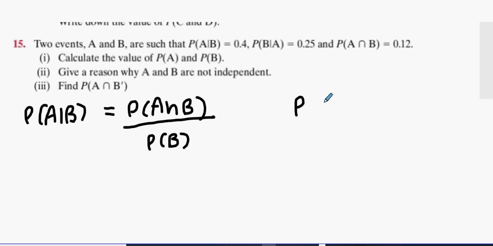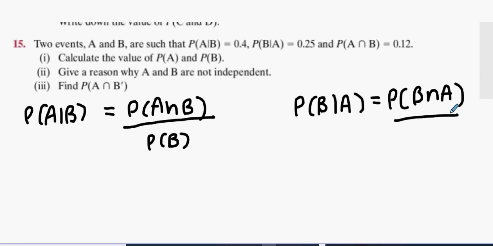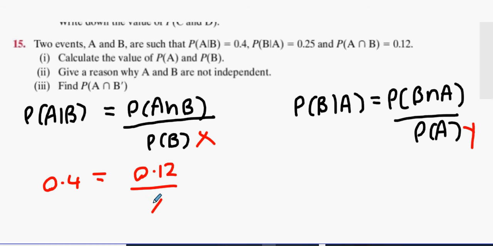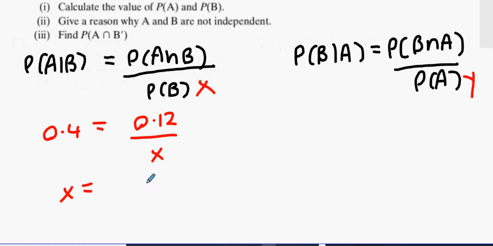P of B given that A has already occurred is probability of, once again, B intersection A or A intersection B, they're the same thing, all over the probability of A. Okay, I'm going to call the probability of B X. I'm going to call the probability of A Y, if that's okay with you guys. And here's what we're going to get. 0.4 equals 0.12 over x. X must be 0.12 over 0.4.